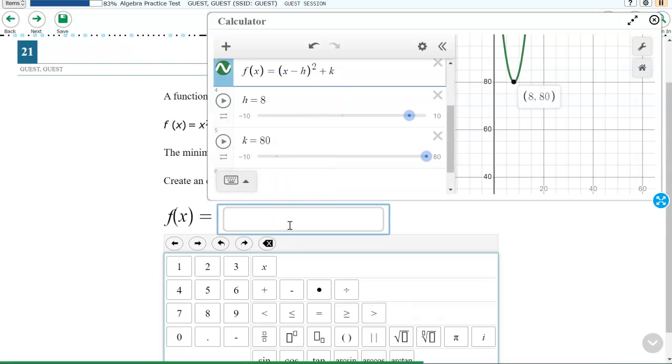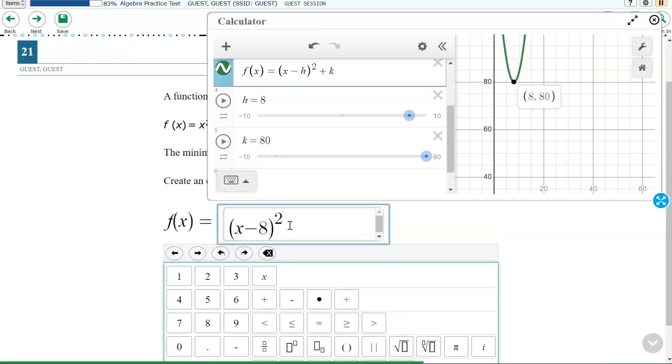So let's do it. F of x equals, open parentheses, x minus 8, shift 6, put a square, and then plus, and then put the 80. And there we have it.